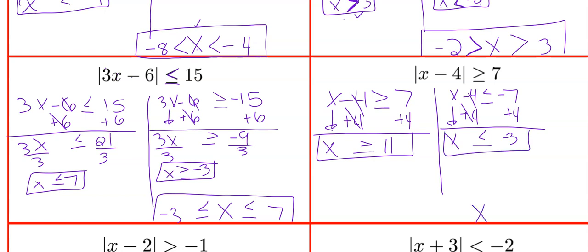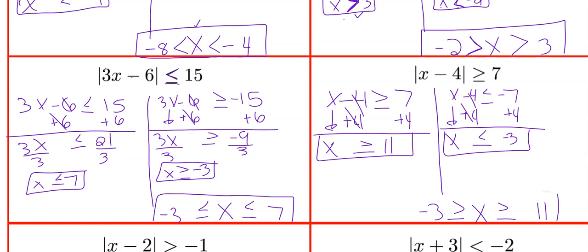So when I write my final answer, I know -3 is on the left, 11 is on the right because it goes from least to greatest. X is less than or equal to -3. And x is greater than or equal to 11.